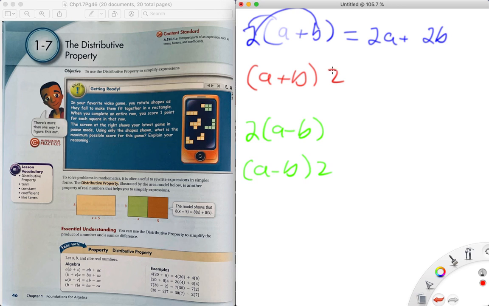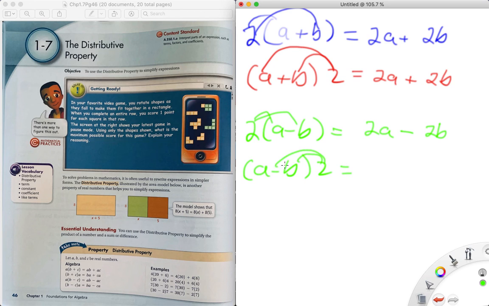Likewise here, I have 2 times b, 2 times a. 2 times a is 2a. 2 times b is 2b. And since there's an addition sign in between the two, that addition sign carries over. Here, same thing. 2 times a is 2a. 2 times b is 2b. And again, since there's a minus sign in between, that minus sign carries over.